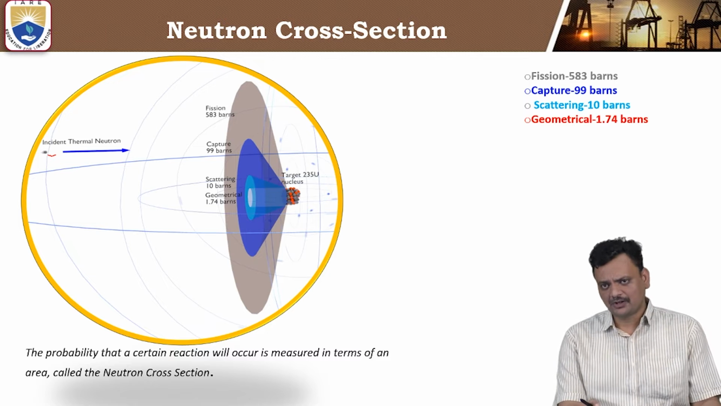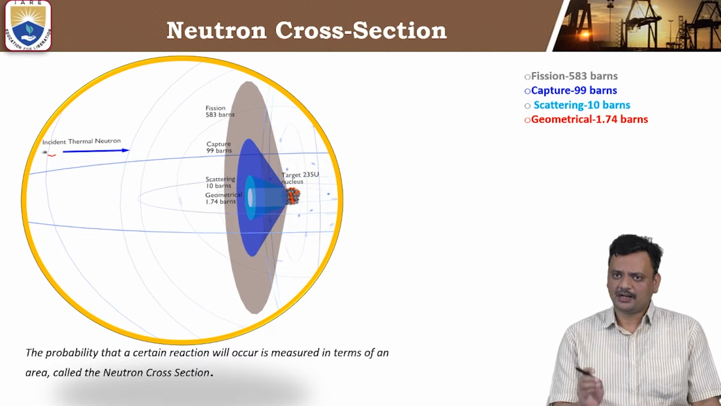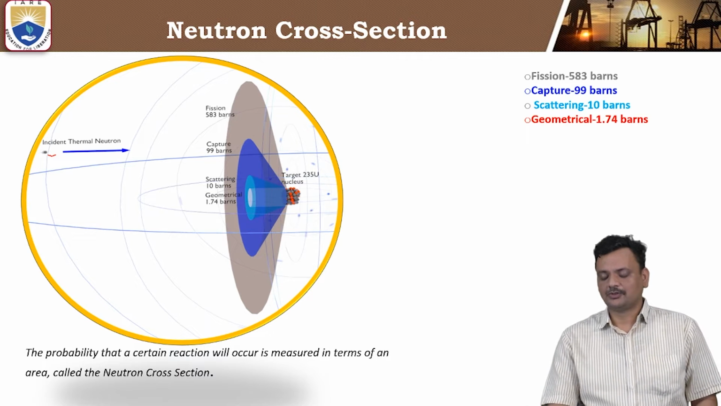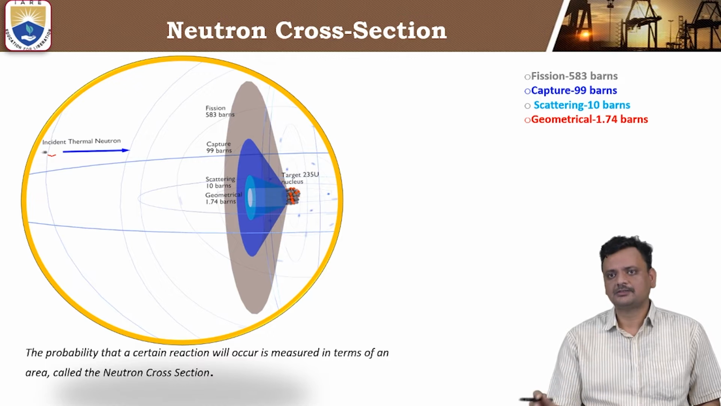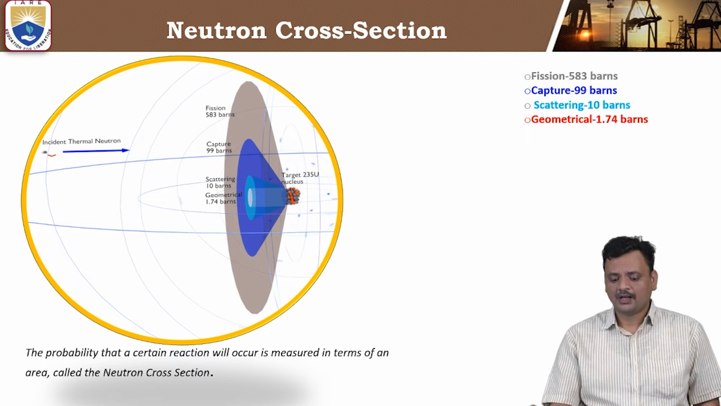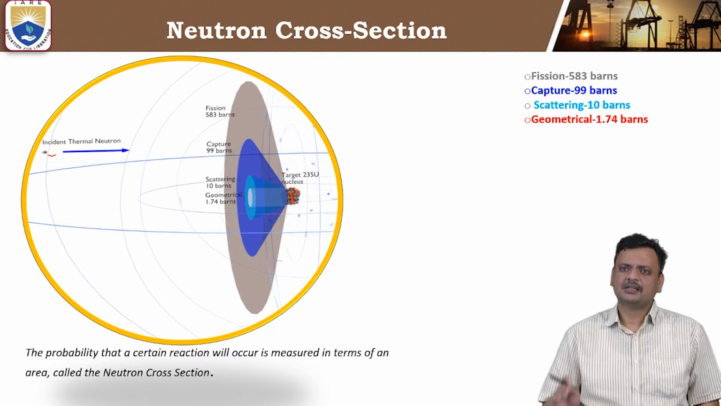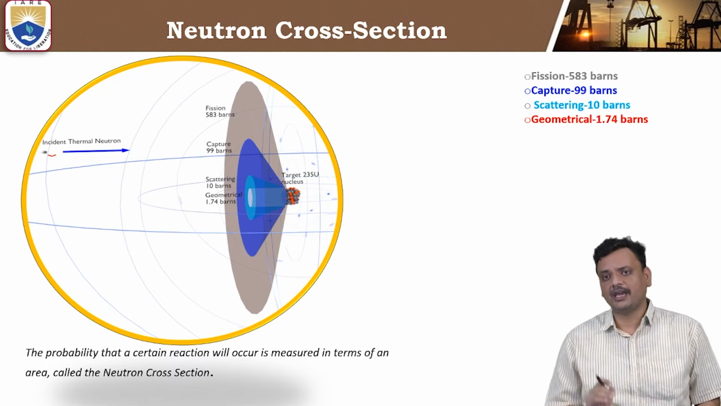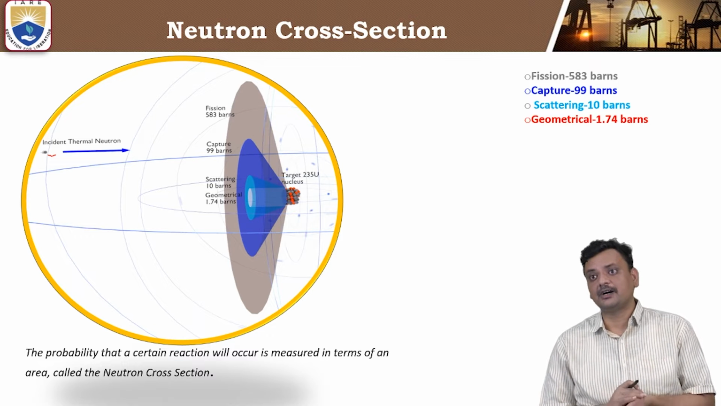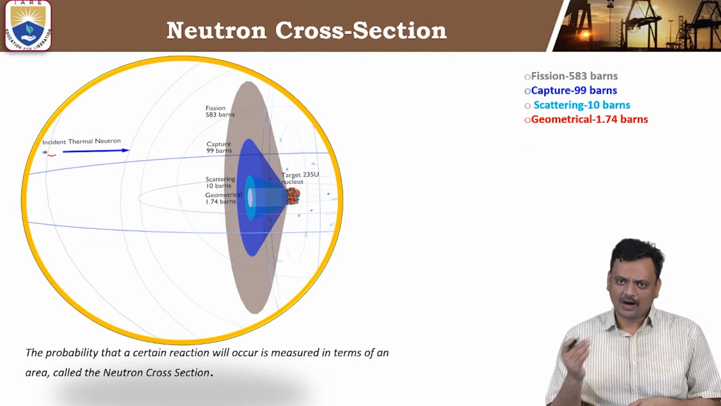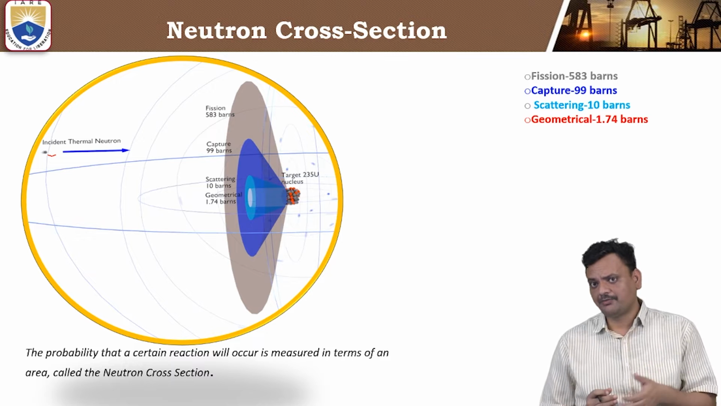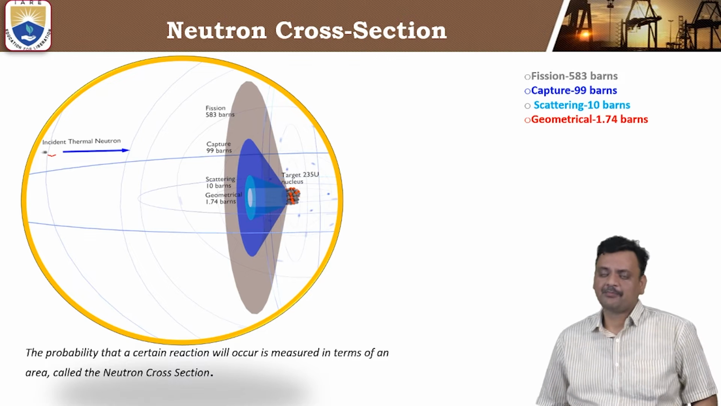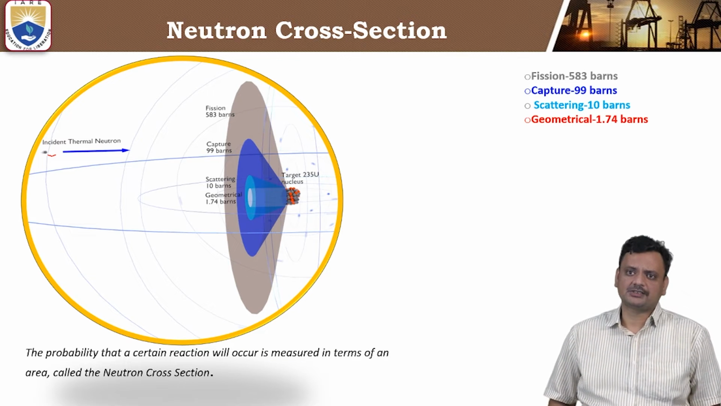So you know the dimension of the nucleus. The radius is around 10 to the power minus 14 centimeter. So if we consider the area around the nucleus, it is also very, very small. And such an area is represented in terms of barn. Barn is a special unit for defining the neutron or nucleus cross section during the nuclear reaction process.